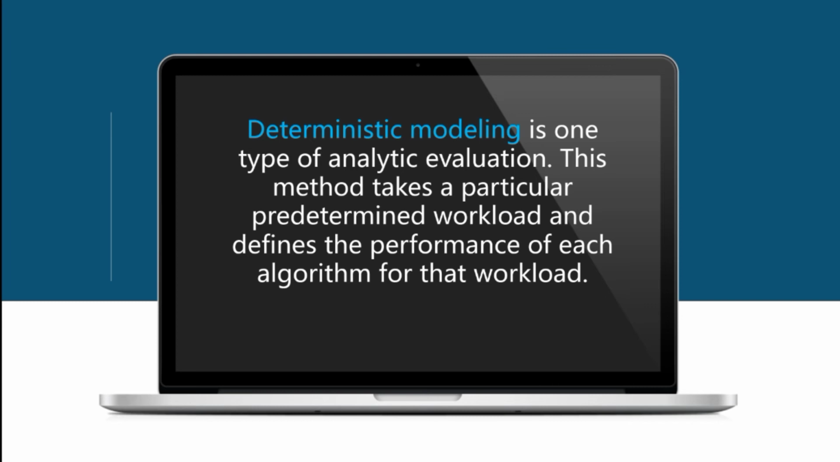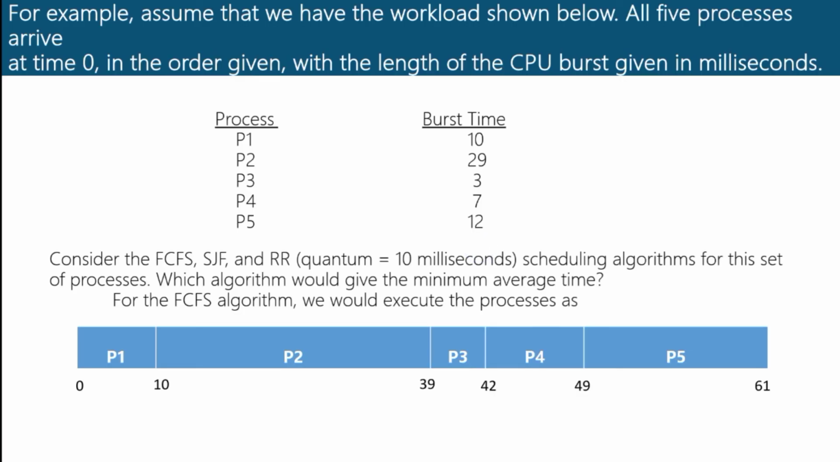Deterministic modeling is used in algorithm evaluation. It is one type of analytic evaluation. This method takes a particular predetermined workload and defines the performance of each algorithm for that workload. So what is the use of deterministic modeling? This is used to identify the performance and the workload of each algorithm. So here, for example, assume that we have the workload shown below. All 5 processes arrived: P1, P2, P3, P4, and P5, and also the corresponding burst times.